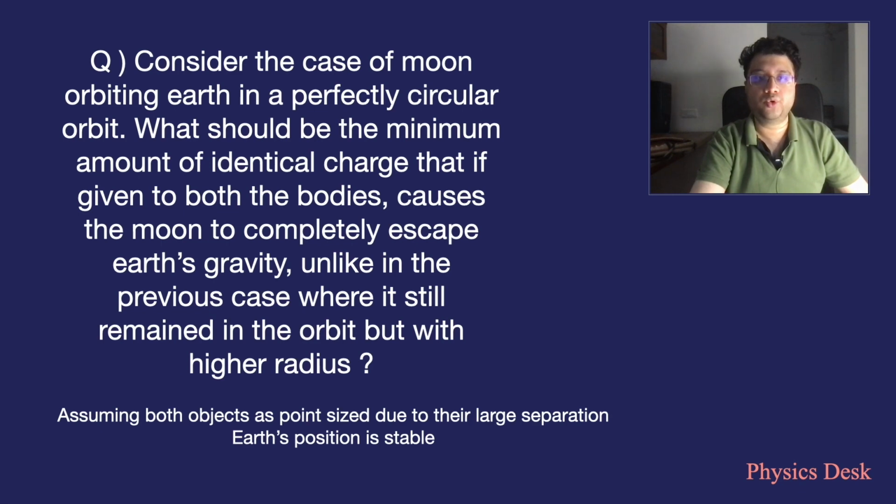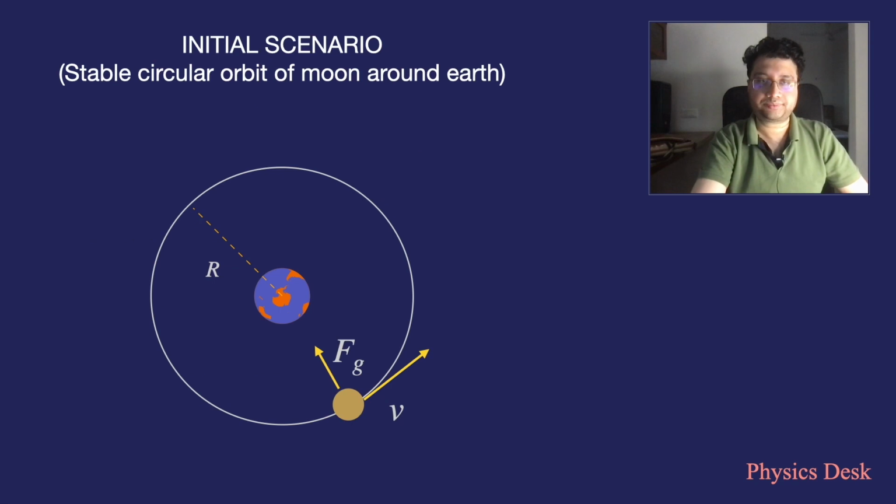Consider the case of the Moon orbiting the Earth in a perfectly circular motion. What should be the minimum amount of identical charge that, if given to both the bodies, causes the Moon to completely escape Earth's gravity, unlike in the previous case where it still remained in orbit but moved to a higher radius, assuming both objects have point size due to their large separation and Earth's position as highly stable due to its very high mass.